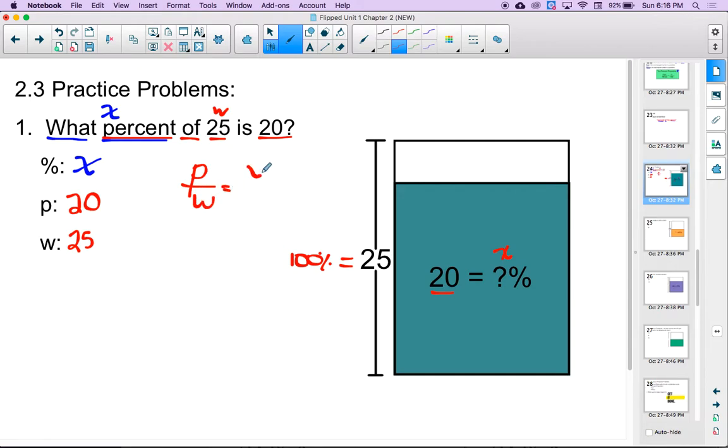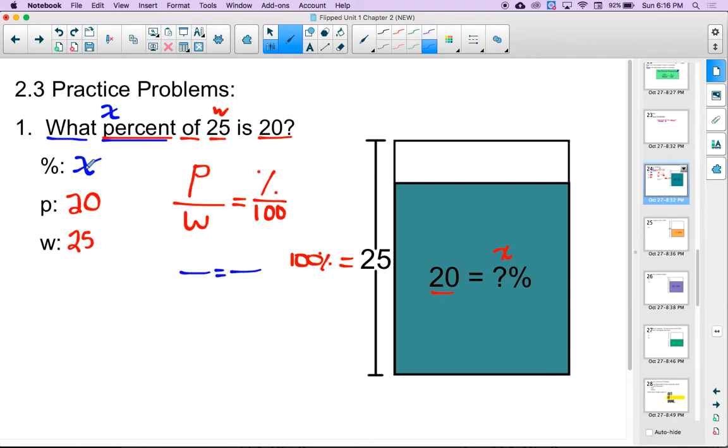Part over whole equals percent over 100. Yes, I'm going to look for this every time. I want to see that proportion written down, because the more you write it, the more you will memorize it. So now we take our numbers and we substitute them into the proportion.